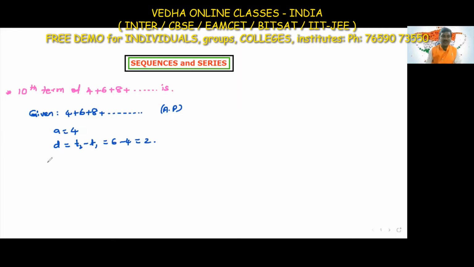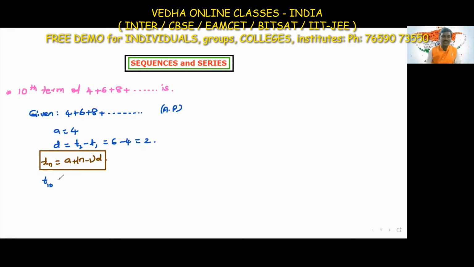What is the formula for finding an or Tn? The nth term an, or Tn, is equal to a plus (n minus 1) into d. This is the formula for finding the nth term, any term in the series. Now I am using this formula to find the 10th term.